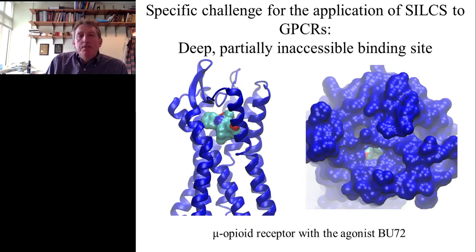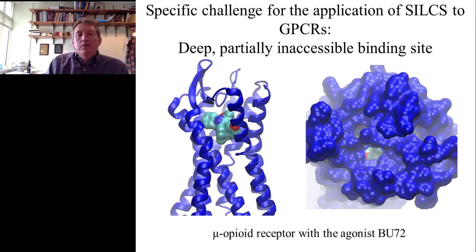Now, when we look at a GPCR, what I'm showing to the left is the mu-opioid GPCR, and these G protein coupled receptors are made up of a series of transmembrane helices. So here's the structure of the protein. It would be in a lipid bilayer surrounding that protein, and then the ligand for this protein, in this case an analgesic agent referred to as BU72, is binding down deeply into the GPCR.